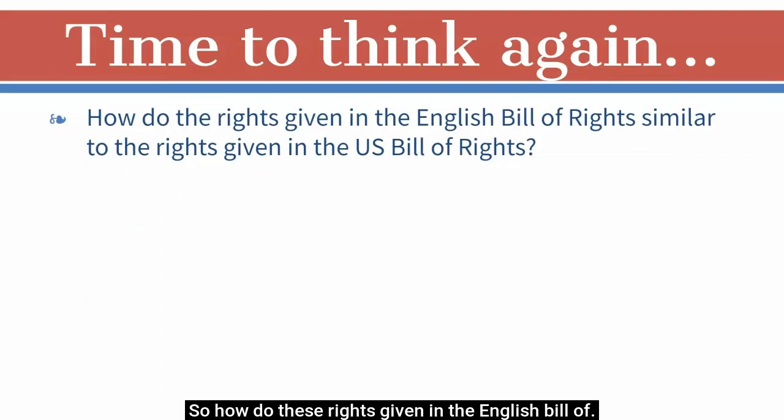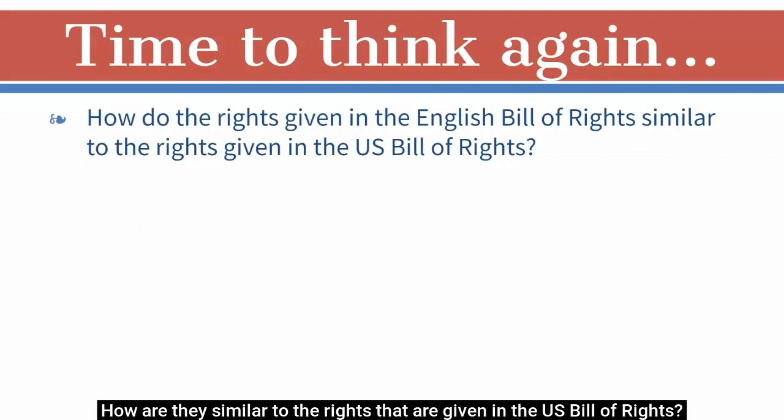So how are these rights given in the English Bill of Rights? How are they similar to the rights that are given in the U.S. Bill of Rights?